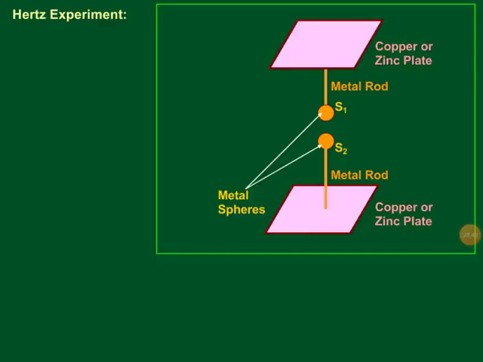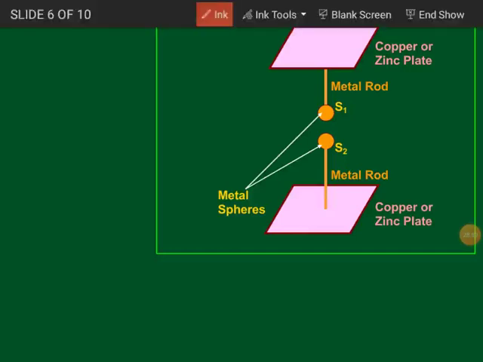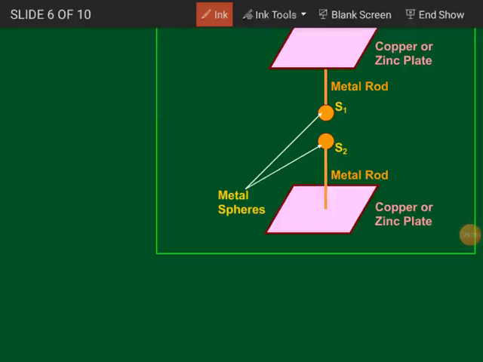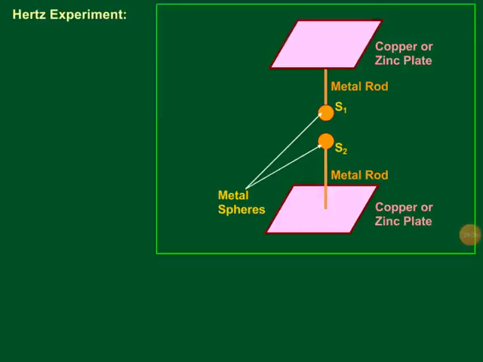That means, to make different distances of separation between these two spherical metal spheres, S1 and S2, you can slide this sphere over here, like this. It can slide up and down through this rod. In the actual experiment, they are placed about 2 to 3 centimeters apart.